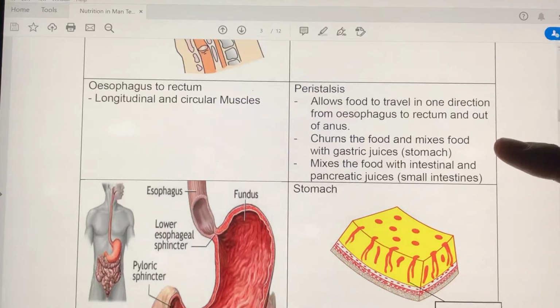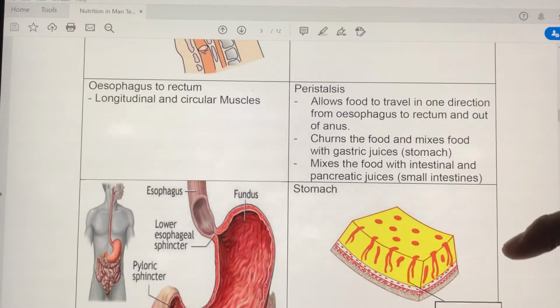Then peristalsis also churns the food if it's in the stomach. When you swallow food that is solid, it ends up as chyme. Churning not only makes the semi-solid into chyme, it also mixes the food with the gastric juices in the stomach. Then the similar peristaltic movement in the small intestine mixes the food with the intestinal juices.